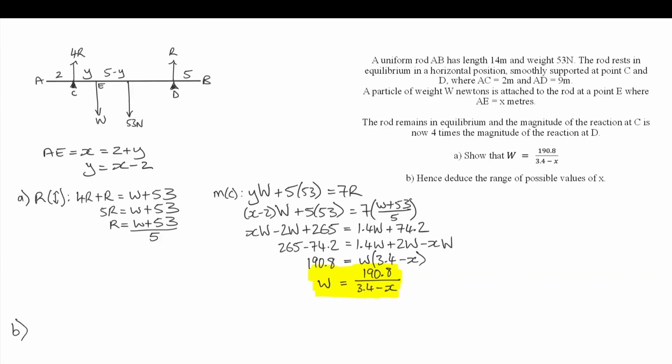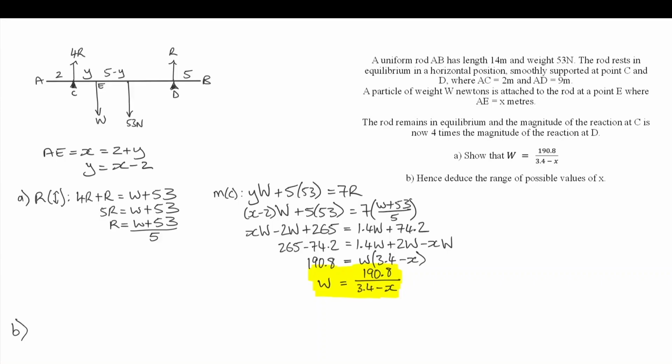Additionally, we don't want X to be bigger than 3.4 because then that would give us a negative weight. 3.4 subtract 10 would give us negative 6.6. And that would be a negative weight, which wouldn't make sense in our context. So we know that X has to be smaller than 3.4 to ensure that W is a positive value.